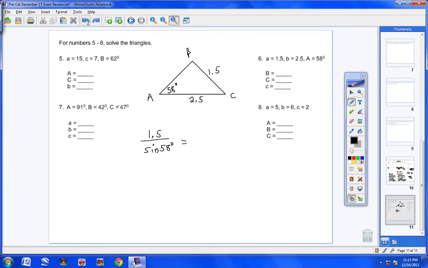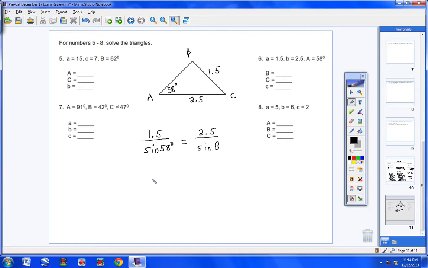So in that case, since we're not sure which one's going to be the smallest, and you can pick either one, that's totally fine. So we're going to go with, let me look at my notes here. We're going to go with 2.5, and we're going to find sine of B. So we're going to say 2.5 and then sine of B.